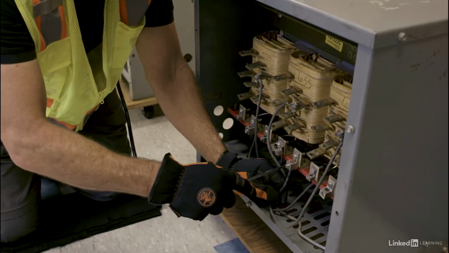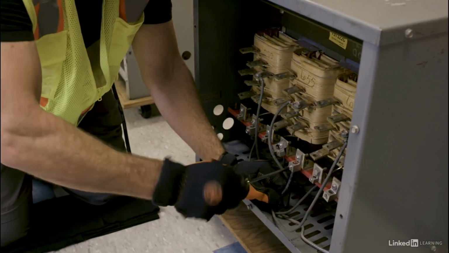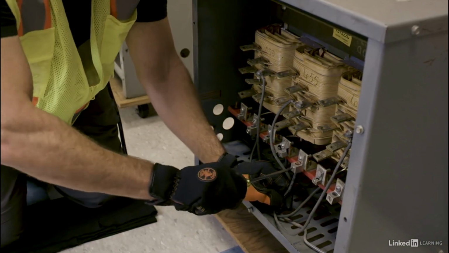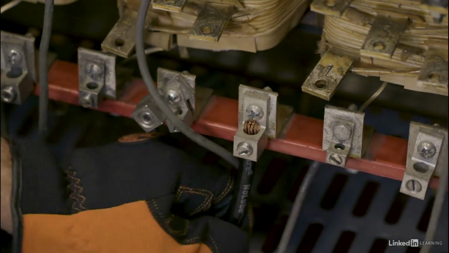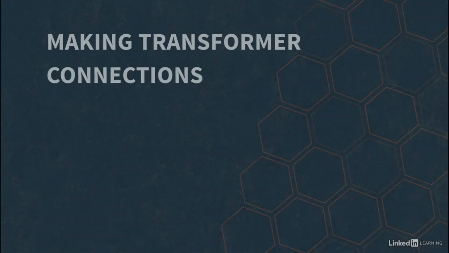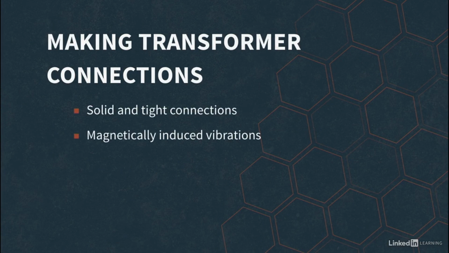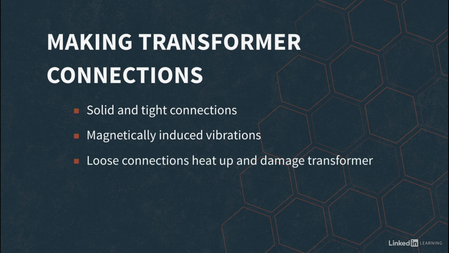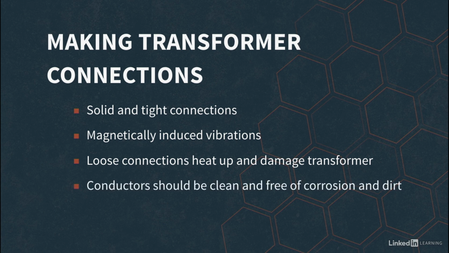When making transformer connections with conductors, it's important to understand that the connection should be solid and tight. Although transformers do not have any parts that intentionally move, the magnetism that occurs in a transformer may cause a slight amount of vibration, which could loosen the connections. Loose connections can and usually will create overheating, which could result in damage to the transformer. Be sure conductors are clean and free from corrosion and dirt.